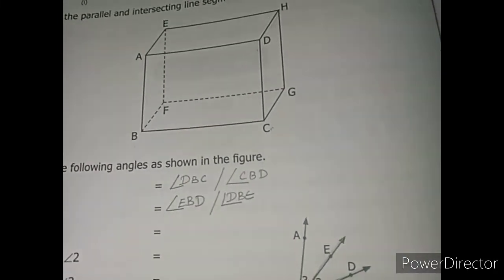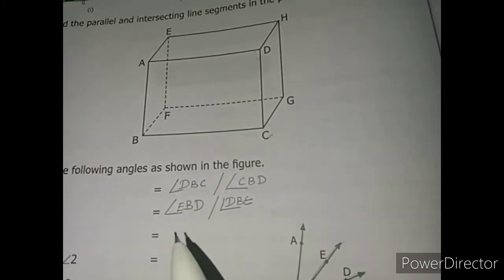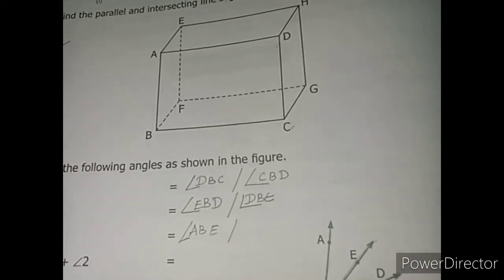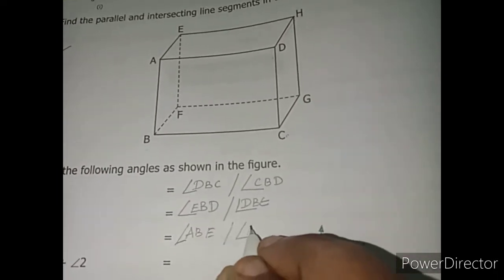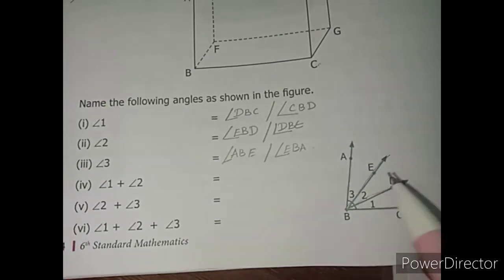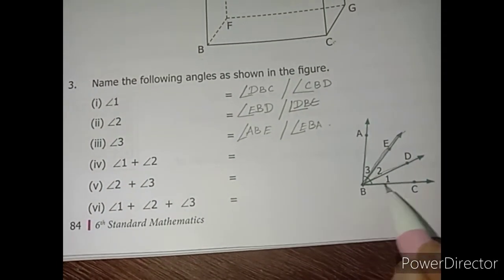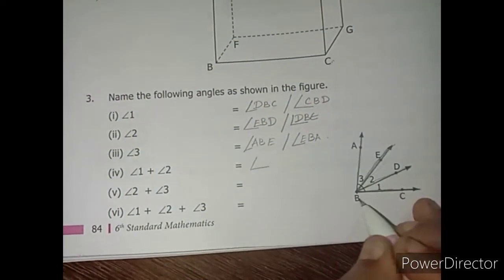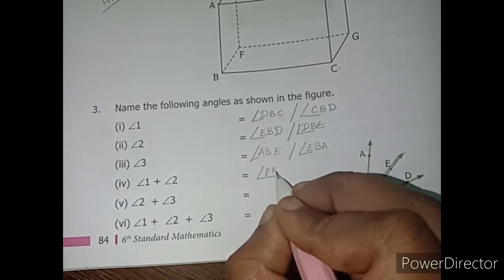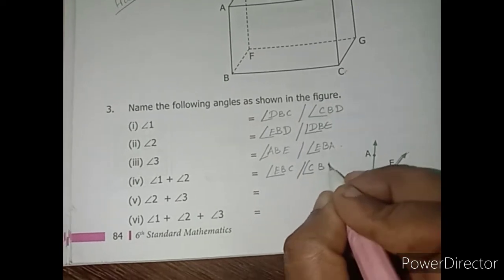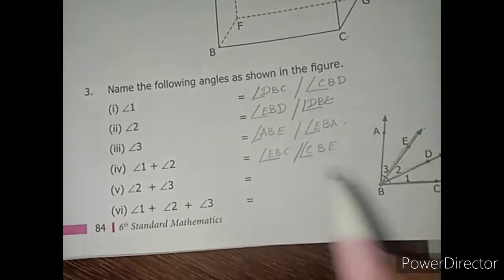DBE. Now, angle C. This alone. So, angle ABE or angle EBA. Okay. See the next one, angle 1 plus angle 2. So, you have to go with these two. You have to connect these two angles. So, it should be EBC or CBE. You must be very careful while writing the angle.